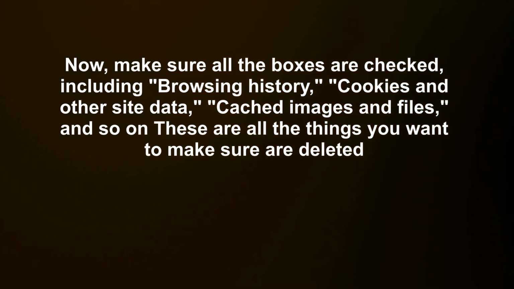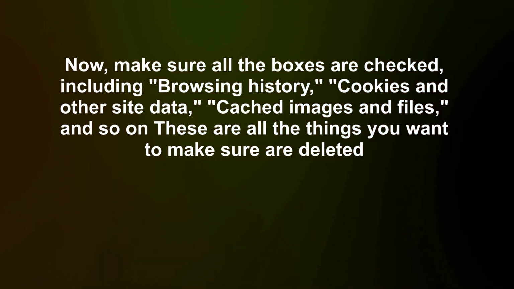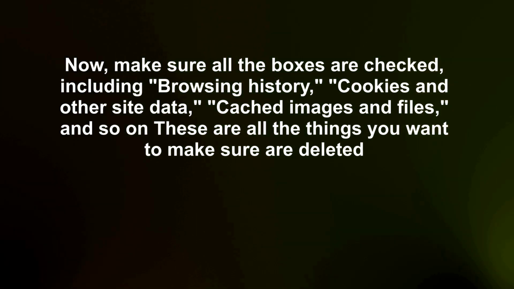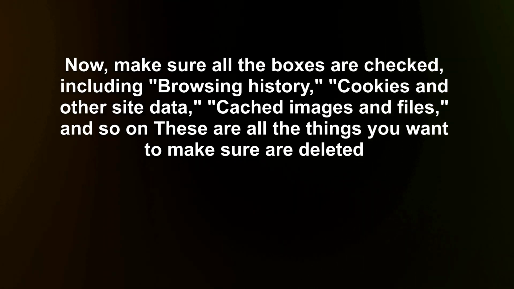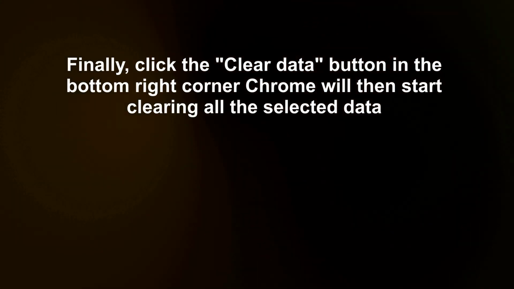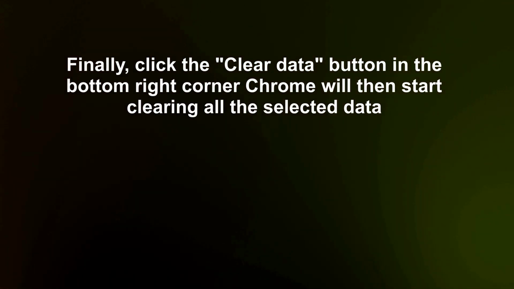Now, make sure all the boxes are checked, including browsing history, cookies and other site data, cached images and files, and so on. These are all the things you want to make sure are deleted. Finally, click the Clear Data button in the bottom right corner. Chrome will then start clearing all the selected data.